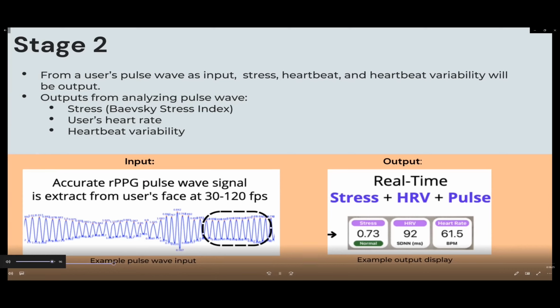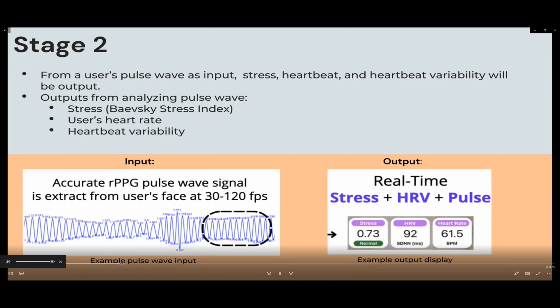It outputs that pulse wave, and for the input of this one in stage 2 now, we input the wave itself, the entire pulse wave, at that exact moment. And from this input, we can output the three measurements of stress, the user's heartbeat, and the heartbeat variability when analyzing this pulse wave. We're going to go into more detail about how exactly we analyze this in a second.